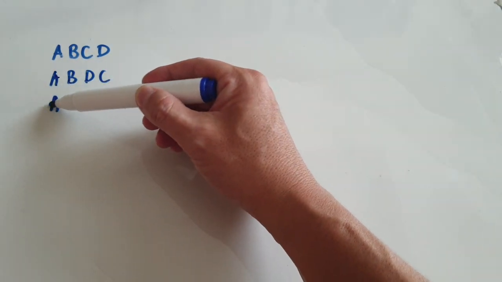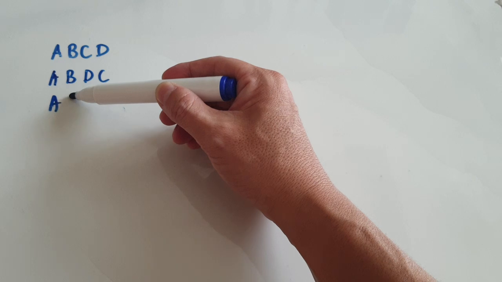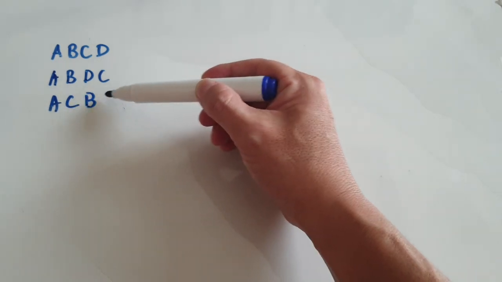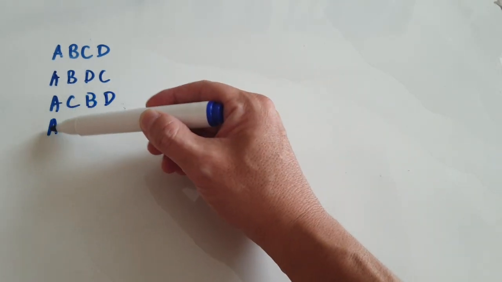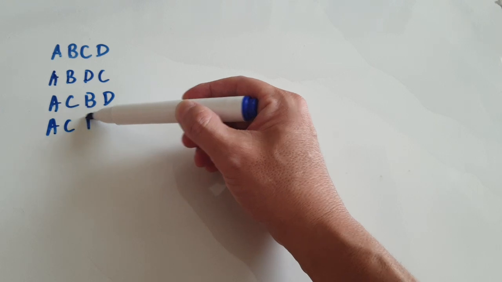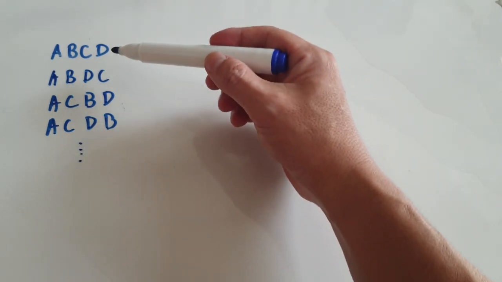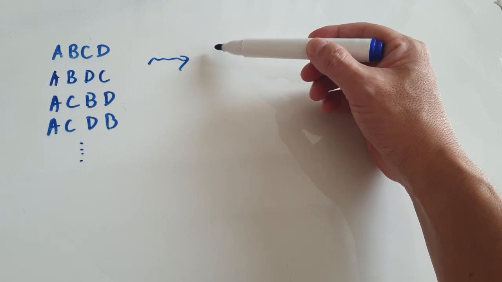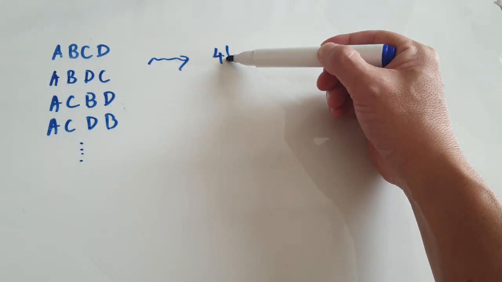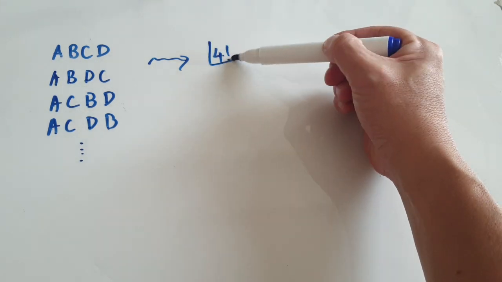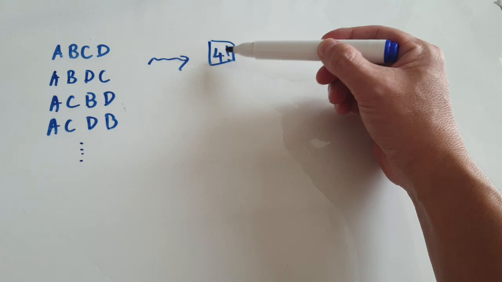You could have A, C, B, D. That's another one. Or A, C, D, B. How many possible arrangements are there? Well, the answer turns out to be 4 factorial. And in this video, we're going to try and understand why it's factorial.